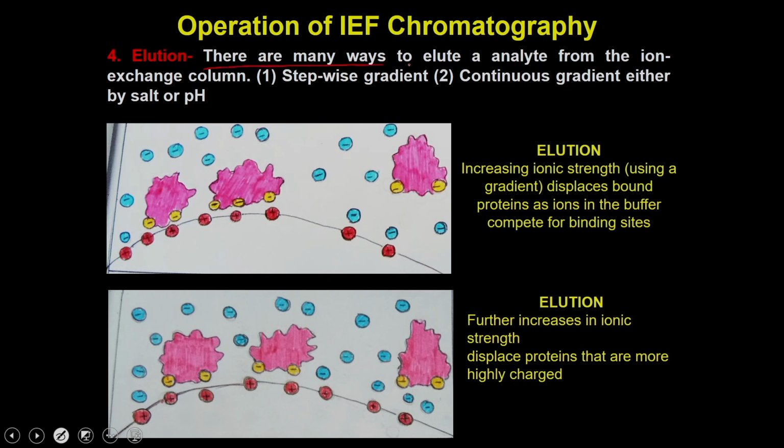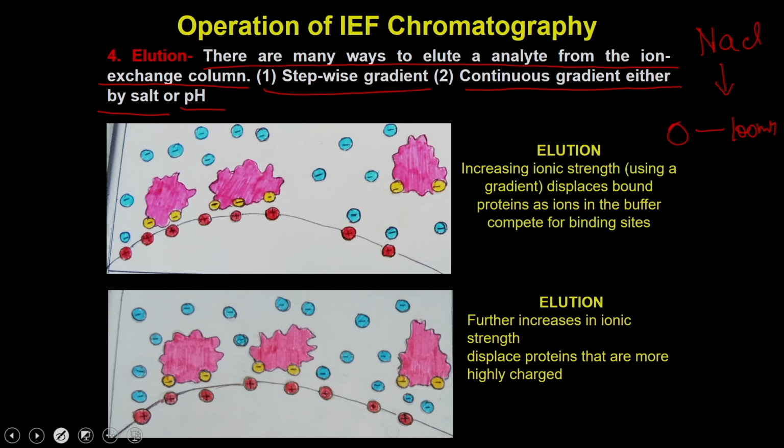There are many ways to elute an analyte from ion exchange chromatography columns. One is the stepwise gradient, and number two is a continuous gradient, either by salt or pH. For example, if I am using NaCl, I can use a linear gradient, which means I can go from 0 to 100 millimolar. So, in this case it is going to be linear, for example 0 millimolar, 1 millimolar, 2 millimolar, like that.